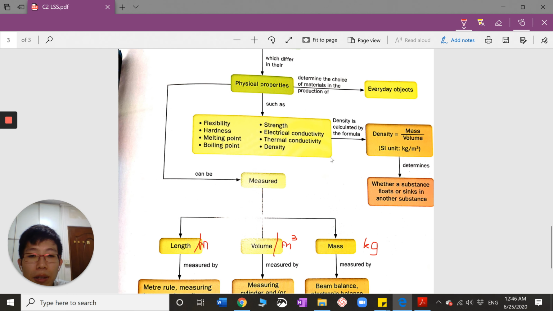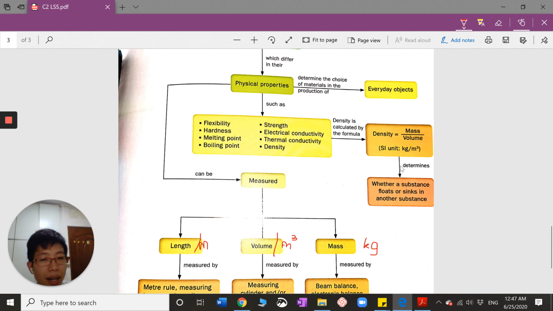So after we look at all these physical quantities, we'll be looking at something new called the density, which is mass over volume. And the SI unit is kg per meter cube. So how to know what is the SI unit of density, right? It's quite straightforward. You just need to know what's the SI unit for mass, which is kg, and what's the SI unit for volume, which is meter cube. So since it's mass over volume, right? Mass divided by volume, the SI unit will be kg divided by meter cube.